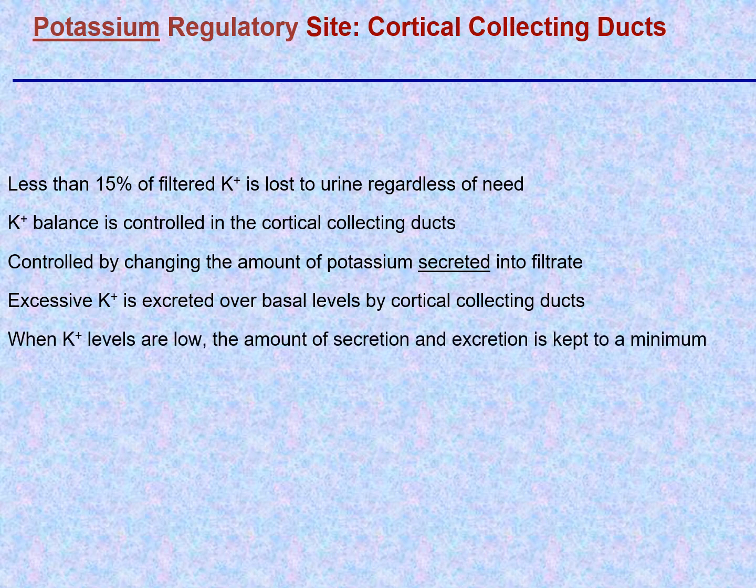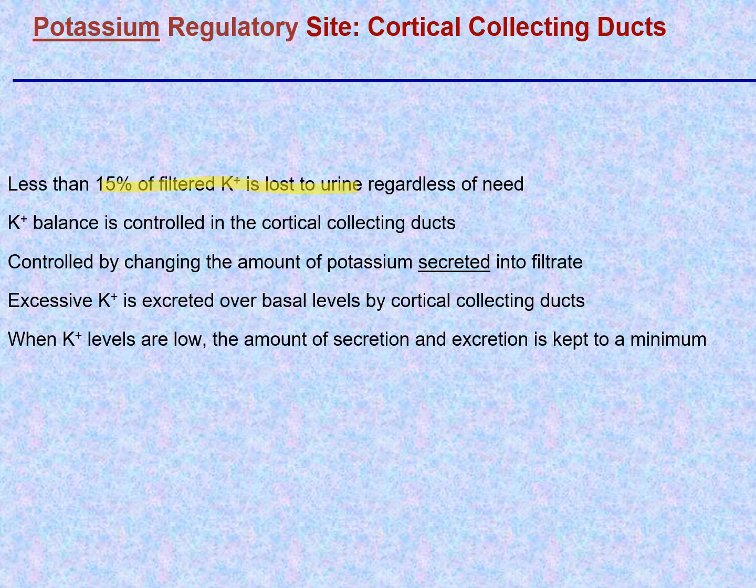Okay, so in general, quite a bit of potassium gets into the filtrate. Remember the three functions of the kidneys in terms of forming urine: filtration, reabsorption, and secretion. And of the potassium that gets into the filtrate, 85% is reabsorbed. So less than 15% is actually typically lost in the urine.